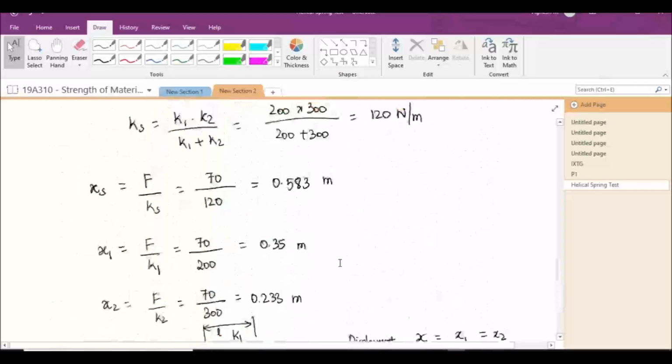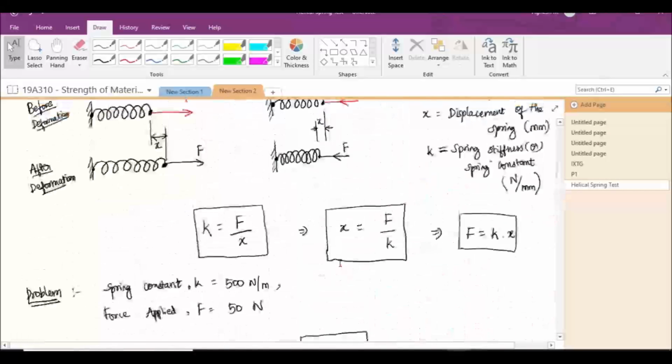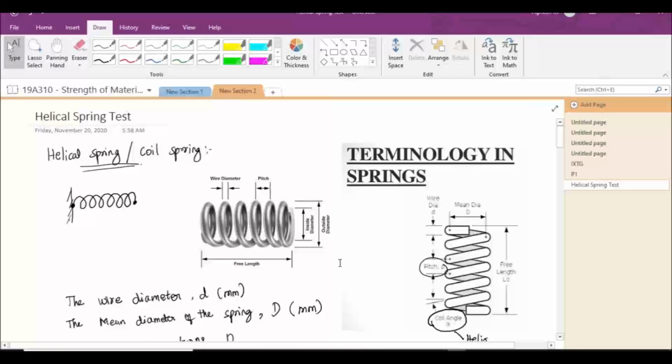So these are the formulas and the conditions for springs. I hope you understand.